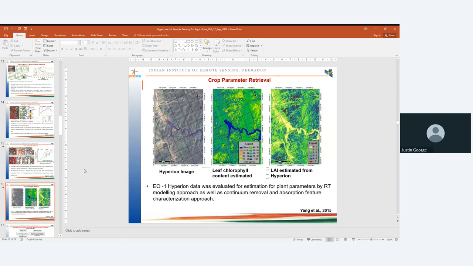Similarly, not only for agricultural crops, people have also tried estimation of plant parameters like leaf chlorophyll for a bigger area with respect to forest also, because the forest chlorophyll content and the LAI play a very important role in the estimation of net primary productivity and the ecosystem productivity for various ecological studies. So this study was conducted using Hyperion data, mainly by a radiative transfer model, and they have used the continuum removal and the absorption feature characterization approaches, which we have mentioned earlier.